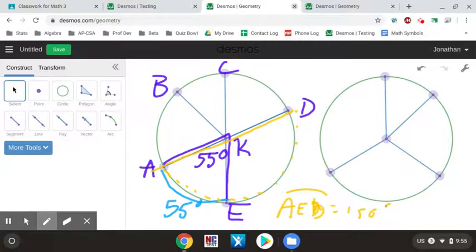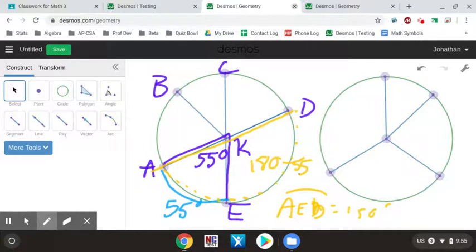At this point, I can find DE pretty easily, because if this whole thing is 180, I can do 180 minus 55, and that would leave you with the value of DE.